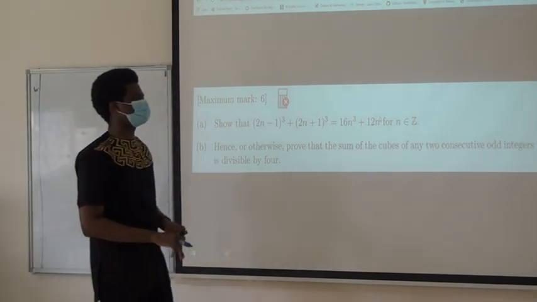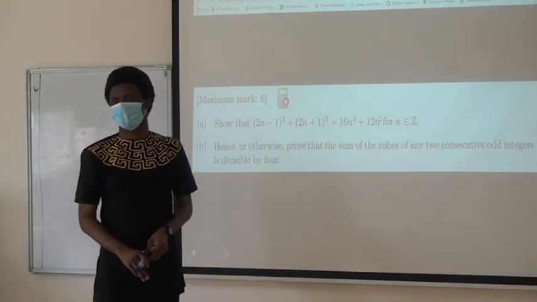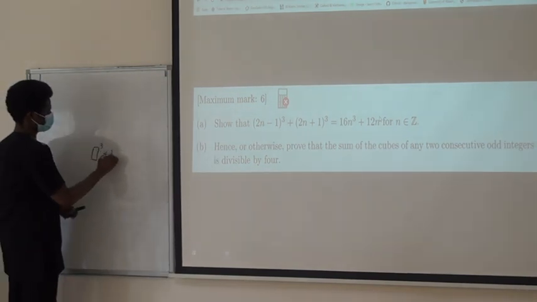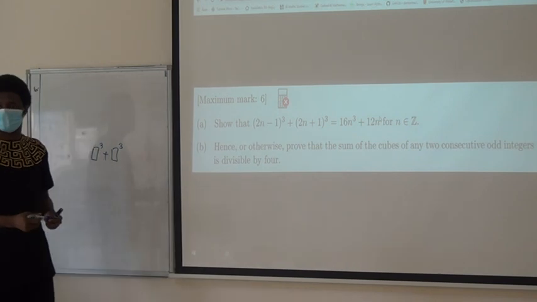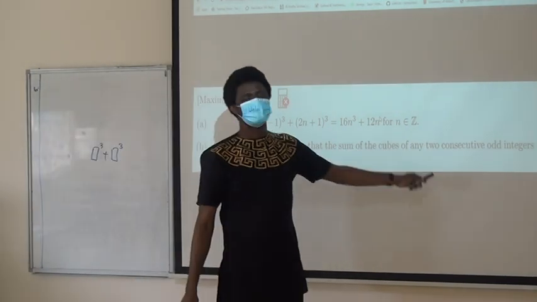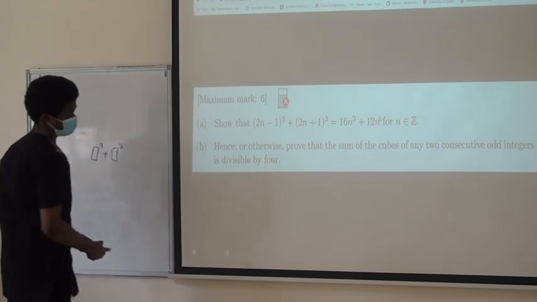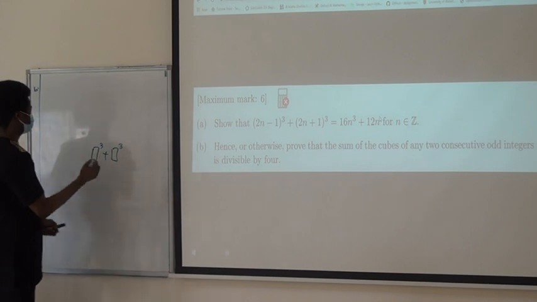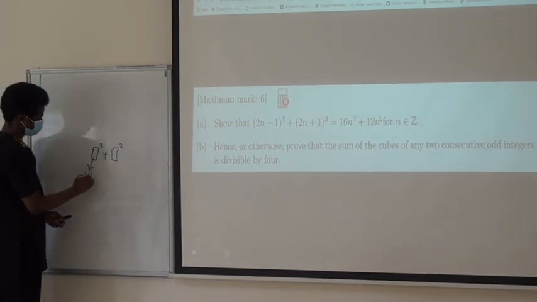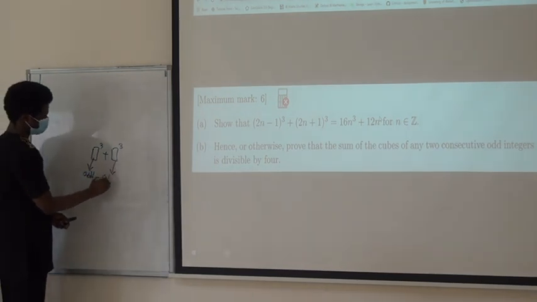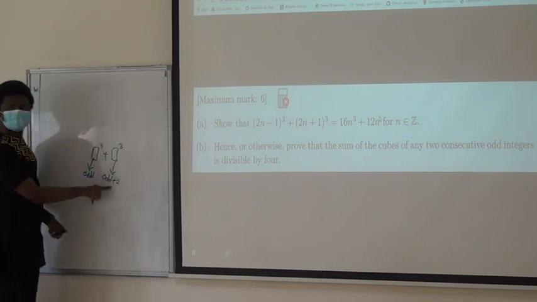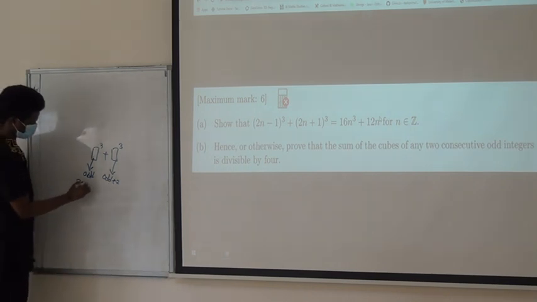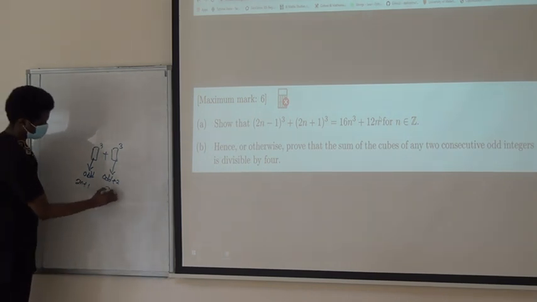prove that the sum of cubes means something cubed plus something cubed. Okay? Sum of cubes of any two consecutive odd integers. So the first one must be odd, and this must be this odd plus 2, because two consecutive odd numbers differ by 2, right? So an odd number is 2n plus 1, right? So the next one could have been 2n plus 3.